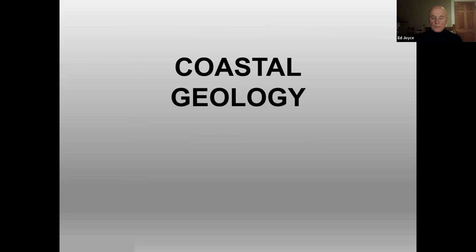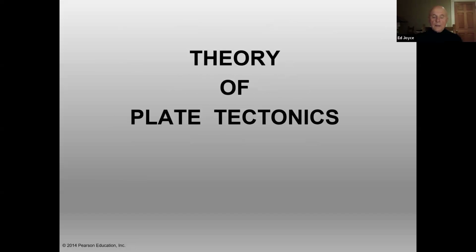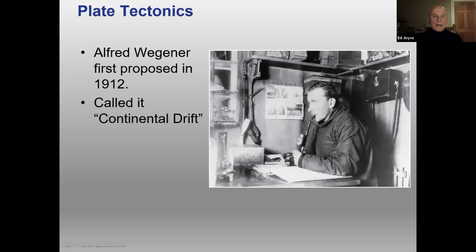So, like I said, we're going to start with coastal geology tonight, and I'm going to start with the tectonics, coastal Oregon tectonics. And first, just a few words about the theory of plate tectonics and where it came from. Way back in the early 1900s, there was a German geophysicist, Alfred Wegener. He came up with an idea, and he called it continental drift.